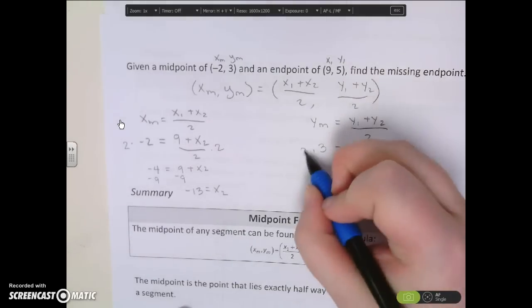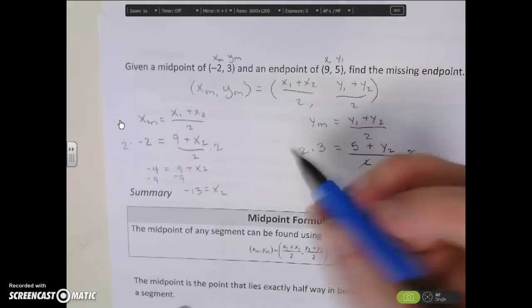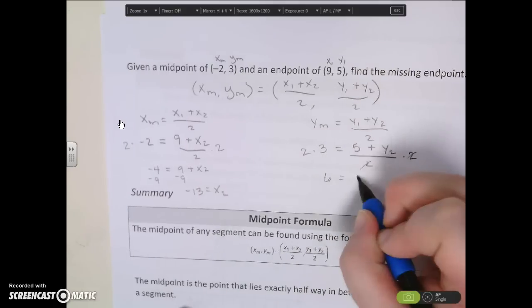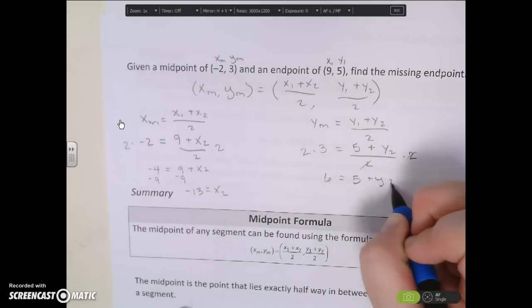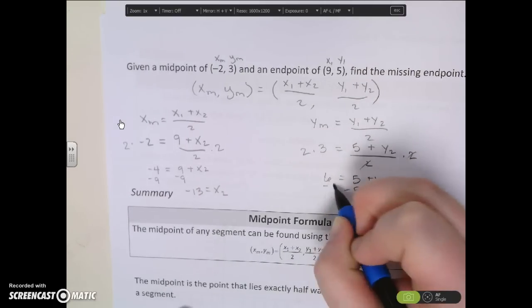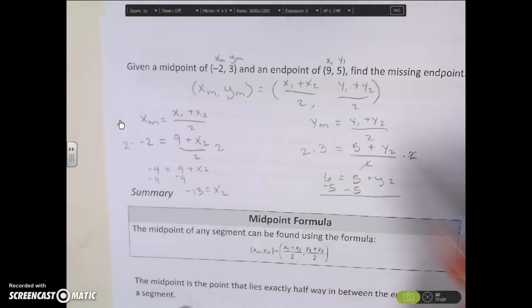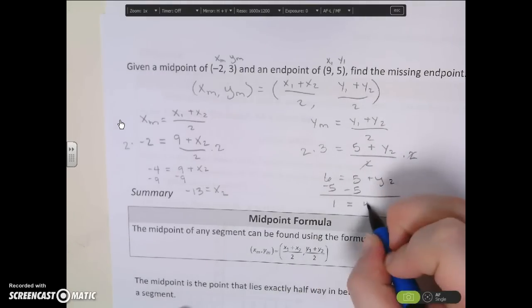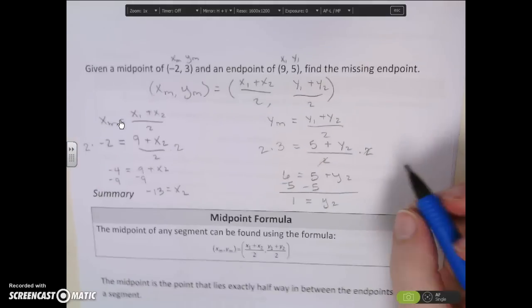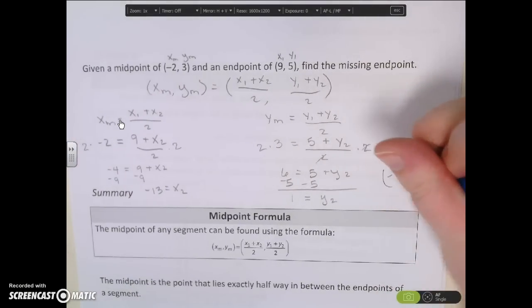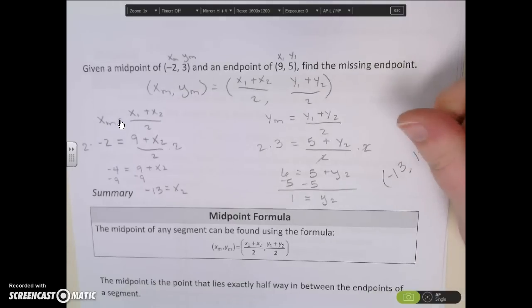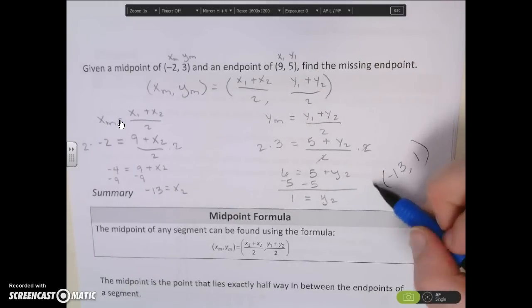Multiply both sides by 2 to get rid of the fraction. So I get 6 equals 5 plus y2. Subtract 5. So we get 1 must be my second y value. So my missing endpoint is at negative 13, comma 1. And that is my answer.